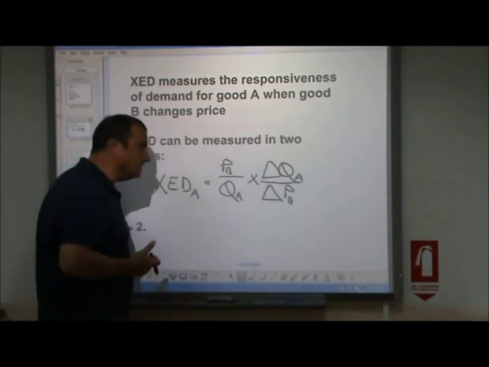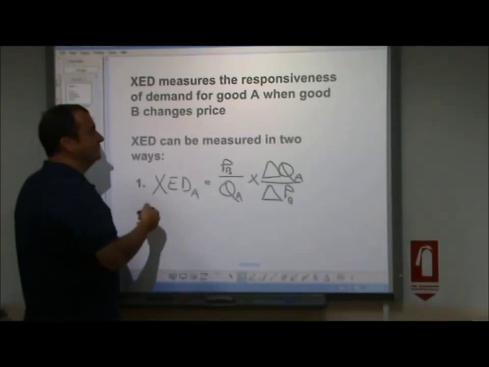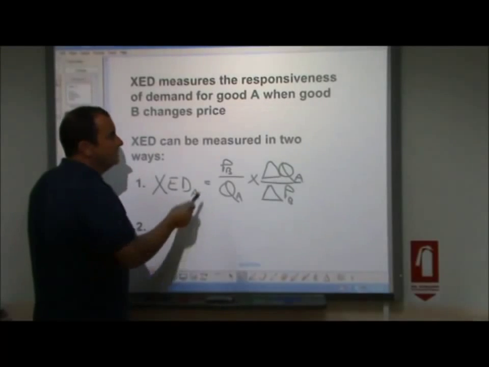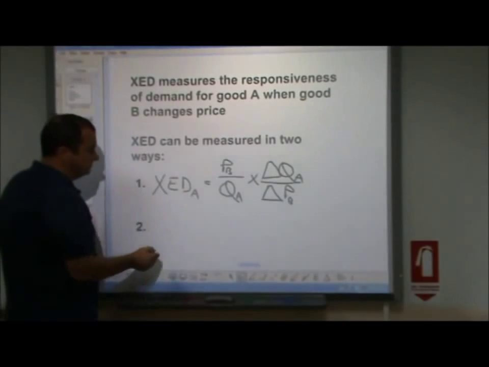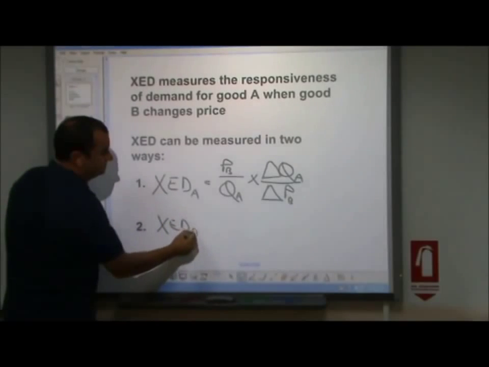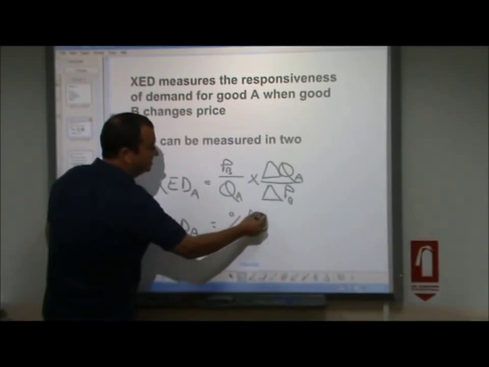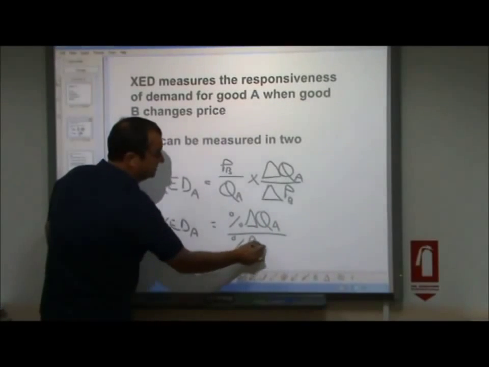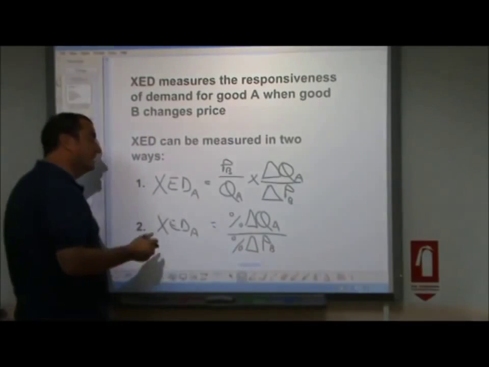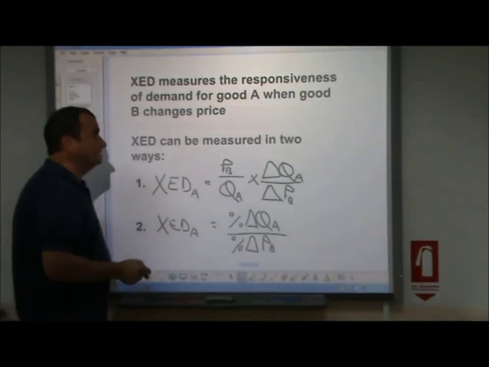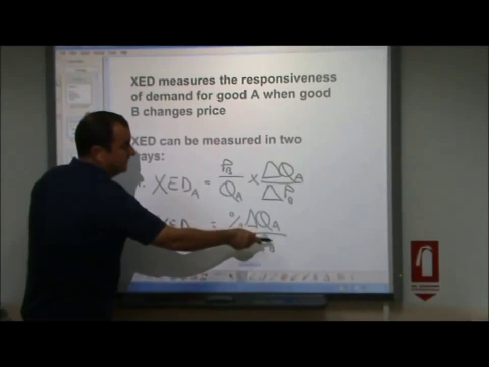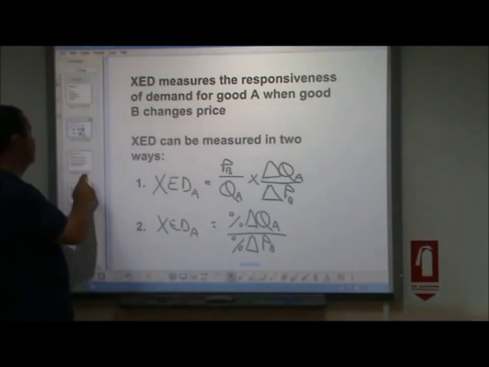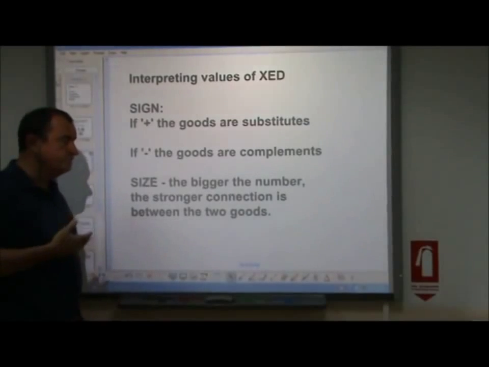However, we have to say we're looking at the quantity of good A when good B changes price. I find it easier to remember this equation by writing out the equation for PED, but then remembering I'm looking at the demand, the quantity of A when B changes price. The other equation we can use, cross elasticity of demand for good A, is percent change in the quantity of A divided by percent change in the price of B. Again, it's the same equation as with PED, but we're looking at good A's quantity and good B's price change. So that's how we calculate the value of XED.